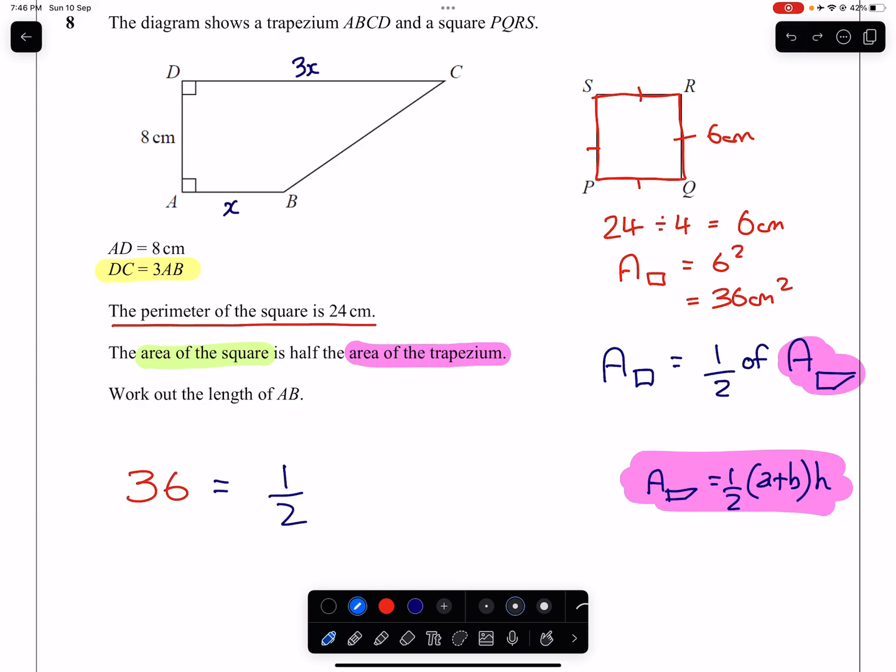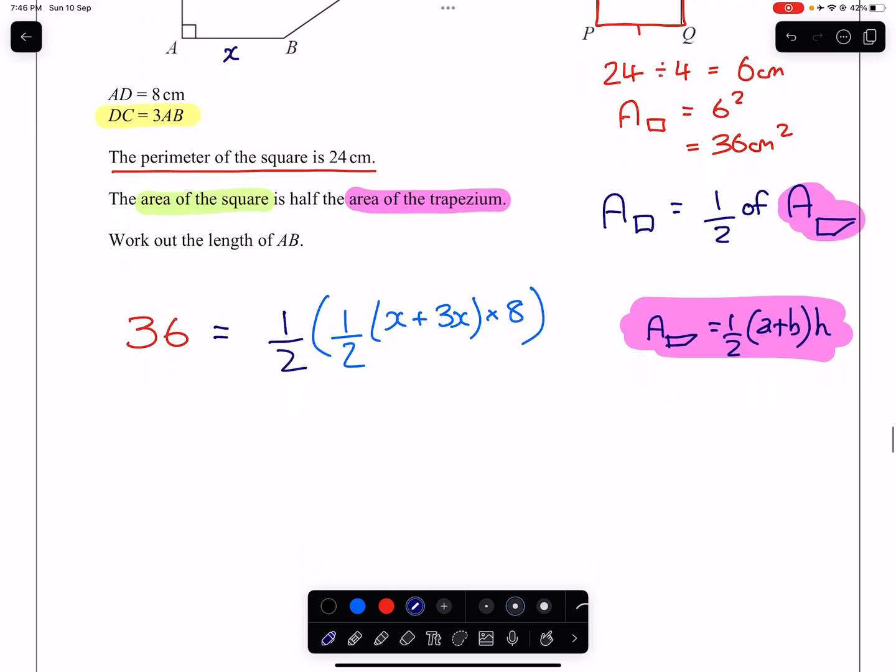So I'm going to sub X in for A, 3X in for B, and 8 in for H. So we have half of (X plus 3X), times 8, like so.